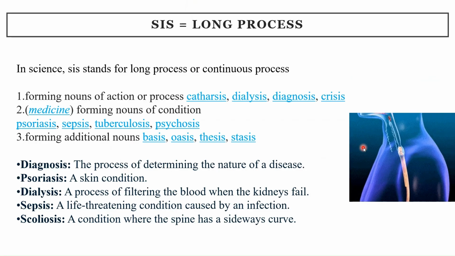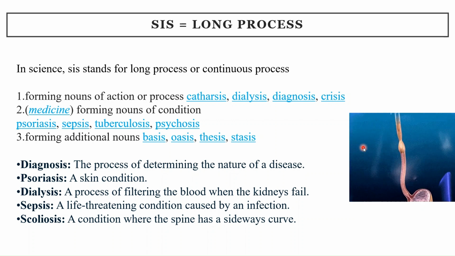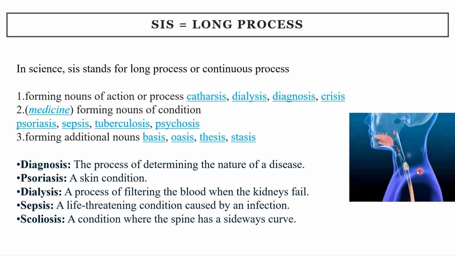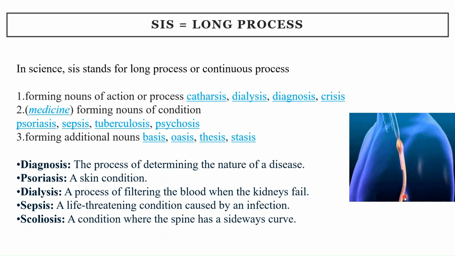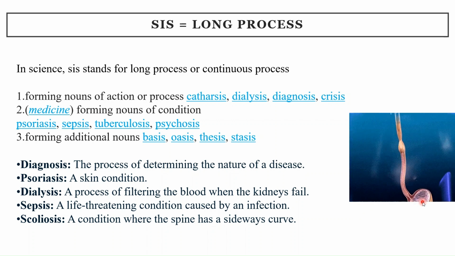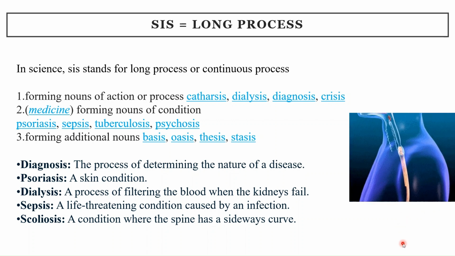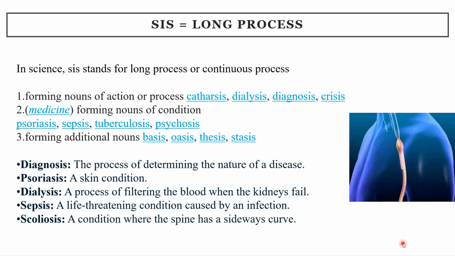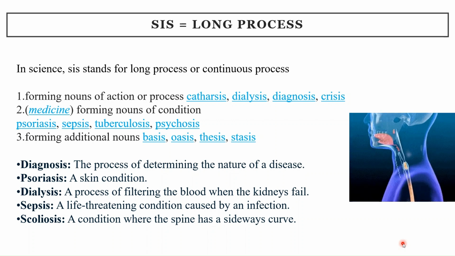Next word we are going to see is "sis": a long process or continuous process. When you eat food, it passes through the esophagus continuously. From the esophagus it goes to the stomach, from the stomach to the small intestine, then to the large intestine and goes out. This process is called peristalsis. So a long or continuous process, right?